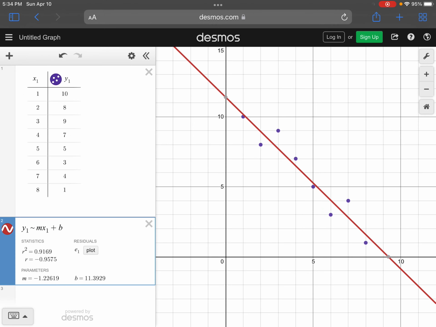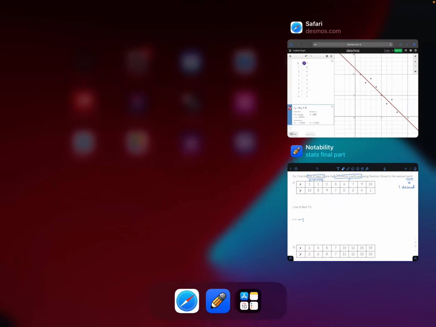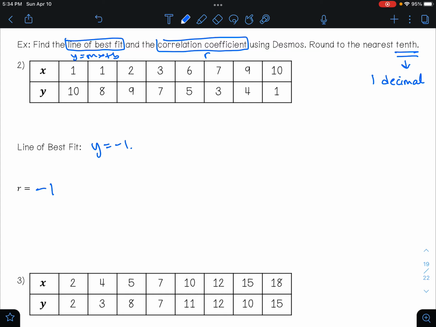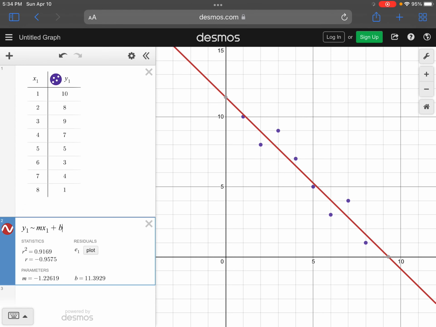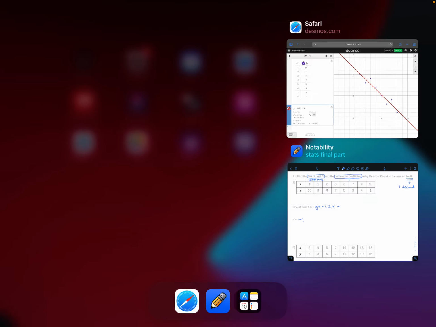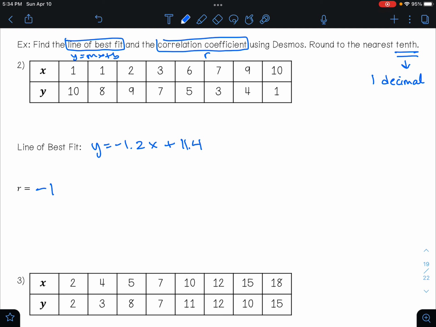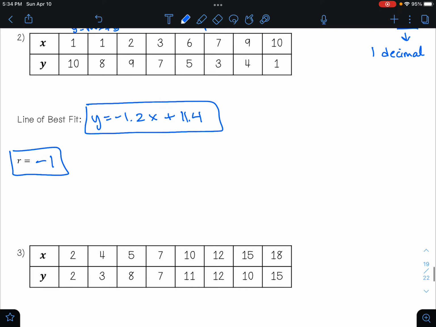And then for our line of best fit, our slope is negative 1.22619. If I round to the nearest tenth, that's negative 1.2. And then our y-intercept is 11.3929. So rounded to the nearest tenth, that would be 11.4. So here I have our line of best fit, y equals negative 1.2x plus 11.4, and our correlation coefficient is negative 1.